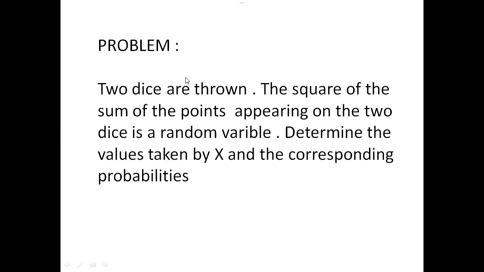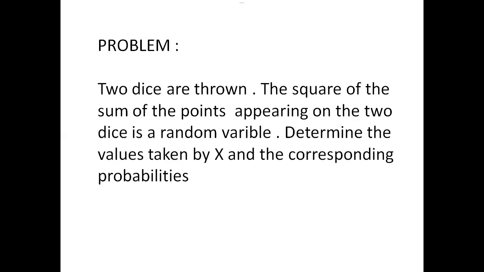If we observe this problem, the experiment is: two dice are thrown. If you take one die, whenever we roll one die, what are the outcomes we get? 1, 2, 3, 4, 5, 6. For the experiment of rolling a die, the outcomes are 1, 2, 3, 4, 5, 6. The total possible number of outcomes is 6. The sample space S is equal to {1, 2, 3, 4, 5, 6}. What is meant by sample space?